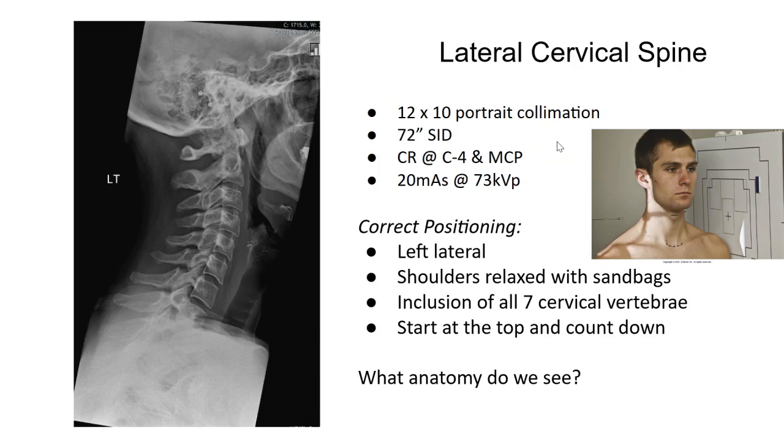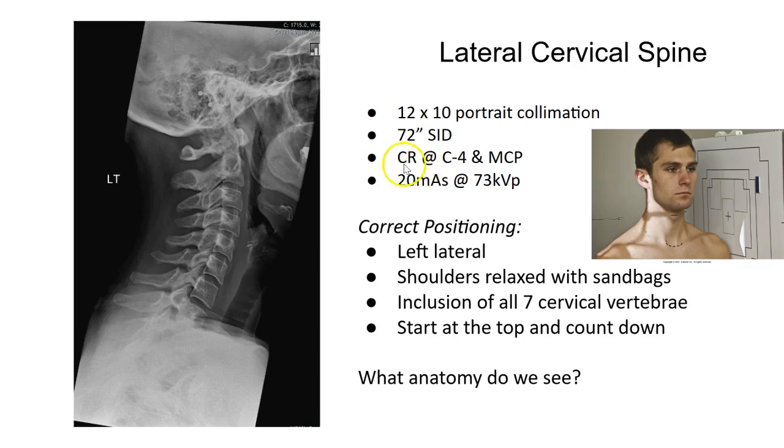So any idea why we would need so much SID for the C-spine? Well, if you said because of all the OID, you are correct. So if you notice, because of the shoulders, there is a lot of OID between the image receptor and the cervical spine. So to decrease magnification, we increase our SID.